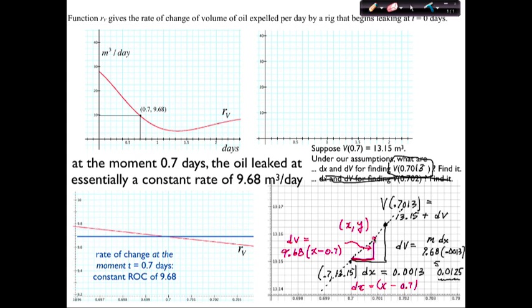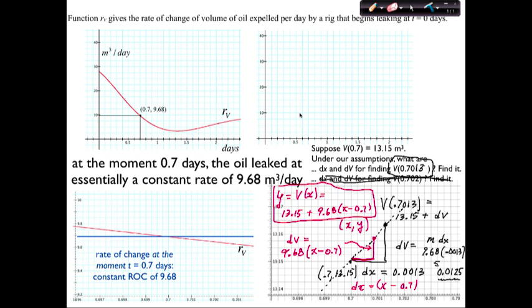Finally, any volume in this moment then is y. Say y is v of x, right? Equals 13.15 plus 9.68 times x minus 0.7.